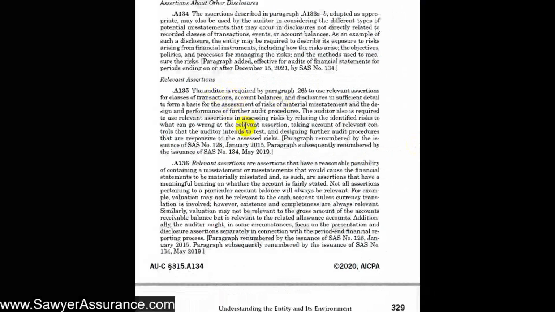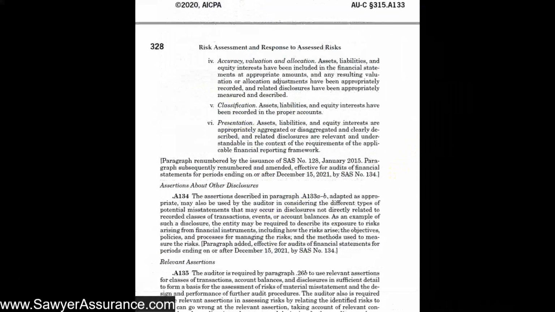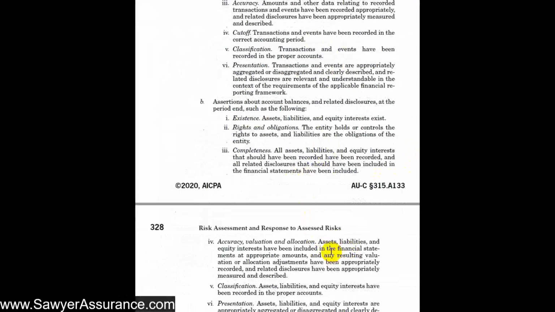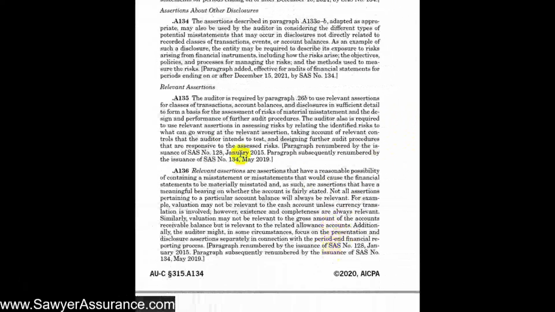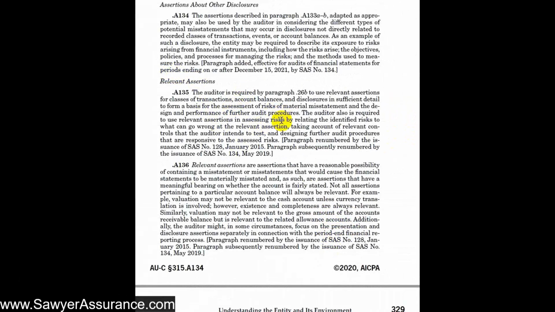And next, we discuss a little bit about relevant assertions. So we've talked about the different assertions, but the only ones that we're required to assess the risk of would be the ones that are relevant. So we need to understand what relevant assertions are.